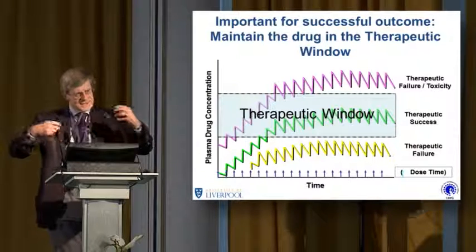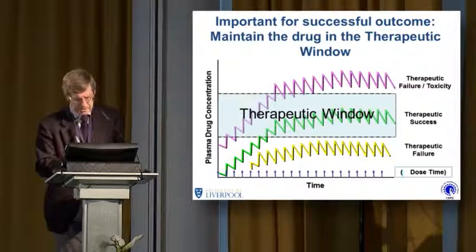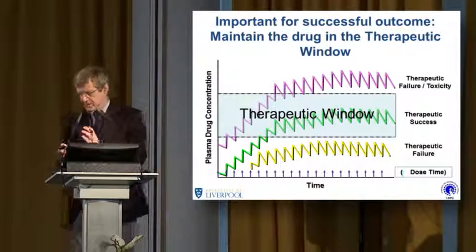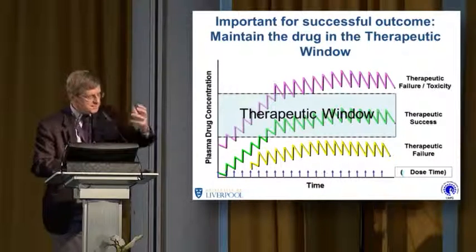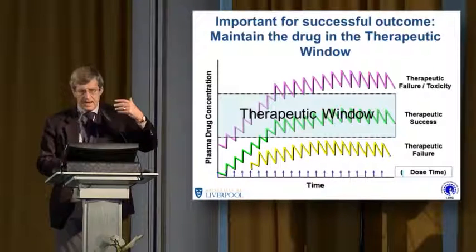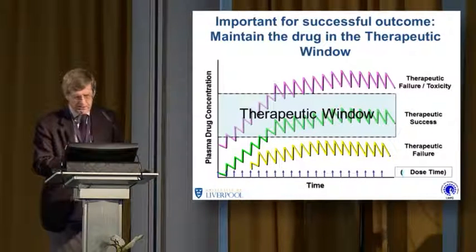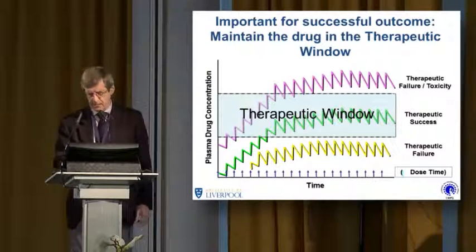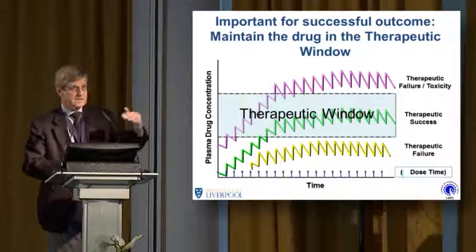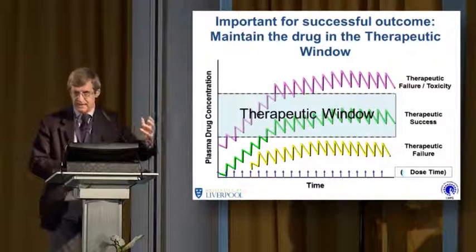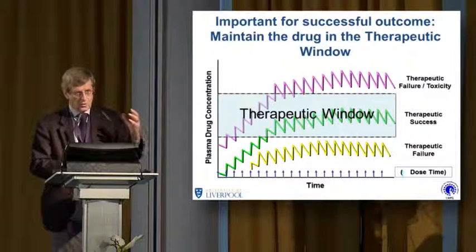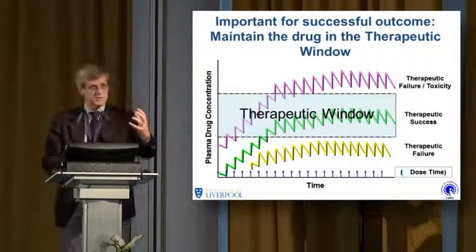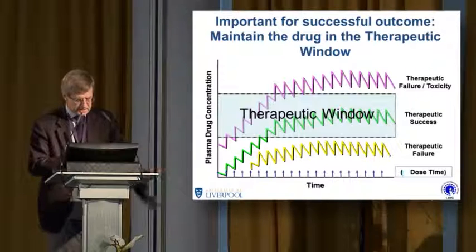We need to get drugs into a therapeutic window. This is what we want to achieve for therapeutic success. As we give the drug, we build up the drug, and we have the therapeutic window, and that therapeutic window is key to the drug working. What you don't want is too little drug, because that is going to lead to therapeutic failure, or too much drug, because that could lead to therapeutic failure because of toxicity.